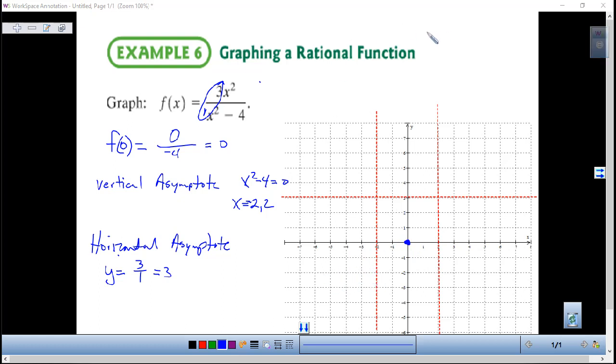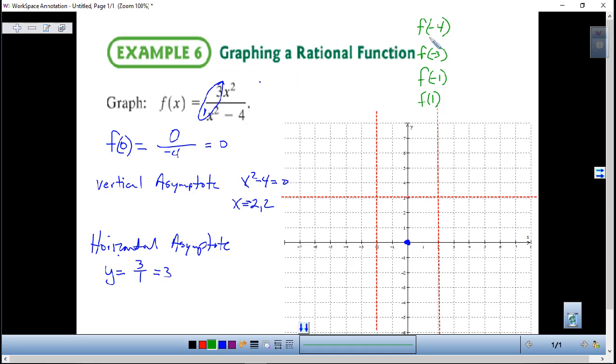So we're going to have to choose some values to find out where they go. I'm going to do f of negative 4, f of negative 3, don't want to do f of negative 2, f of negative 1, and f of 1, and f of 3 and f of 4. And we'll do those somewhere else. So let's go ahead and do these.